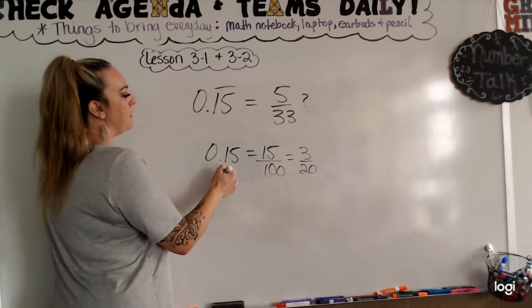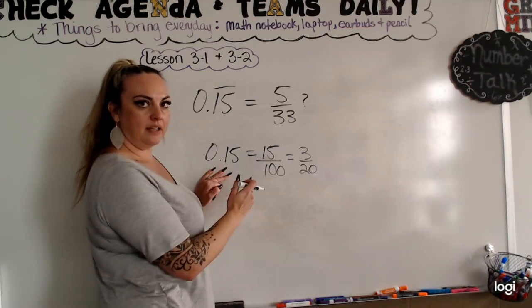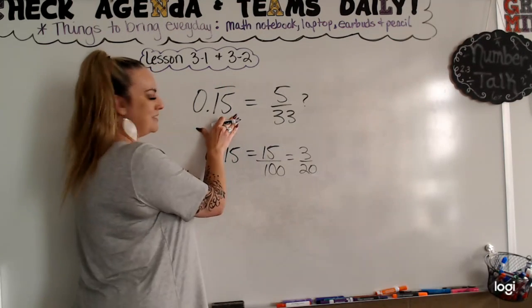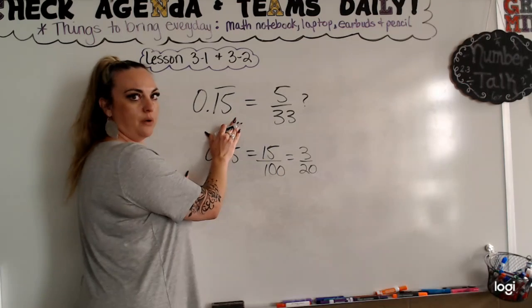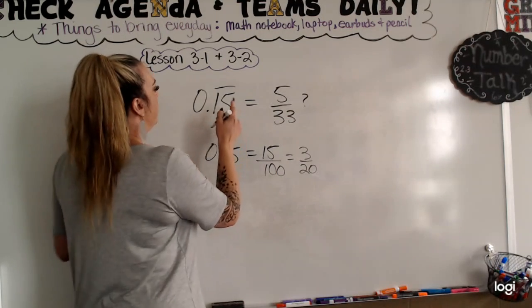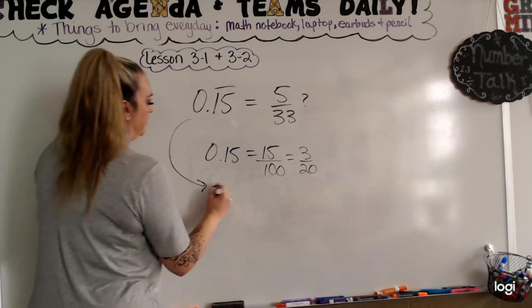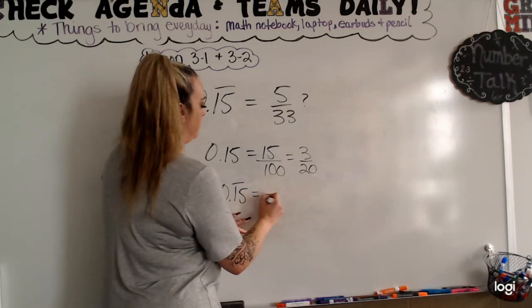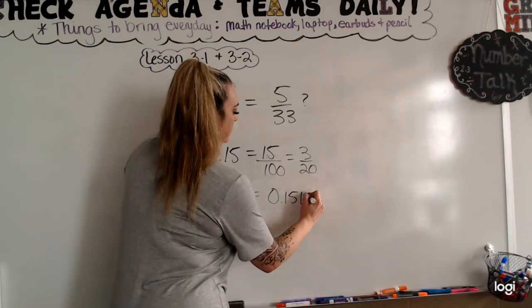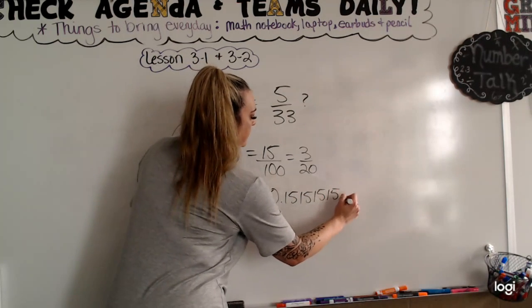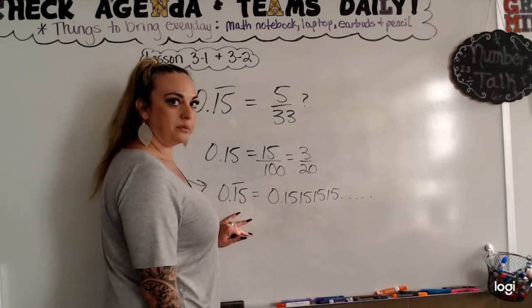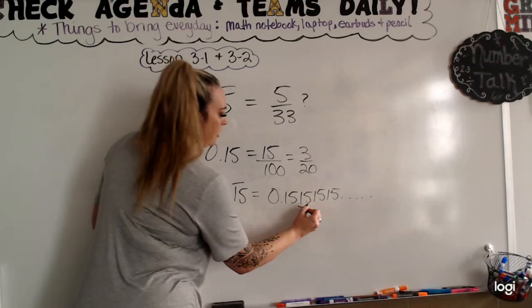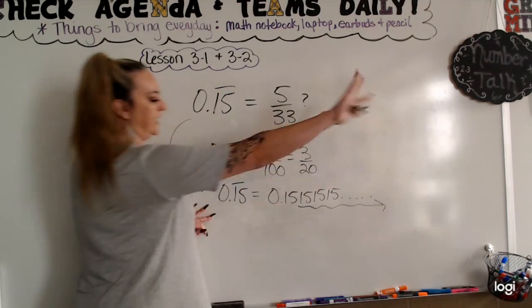Okay? But remember, this means that the decimal terminated. It stops at hundredths, right? This one doesn't. This one never stops. This one keeps going. So what we do is we think about it this way. This means this. And it just keeps going on forever, right? So there's all of this for infinity that keeps going.